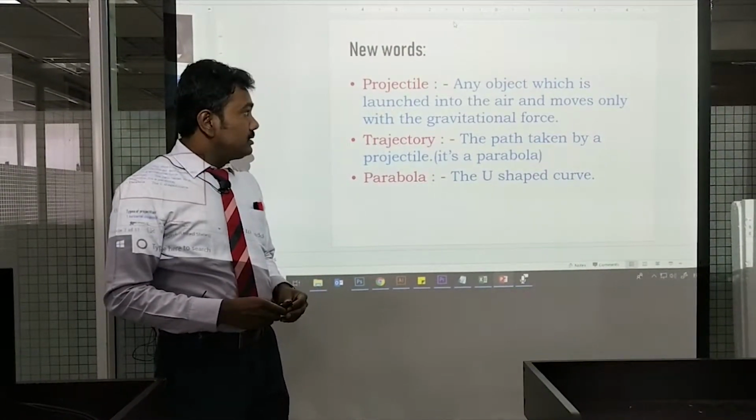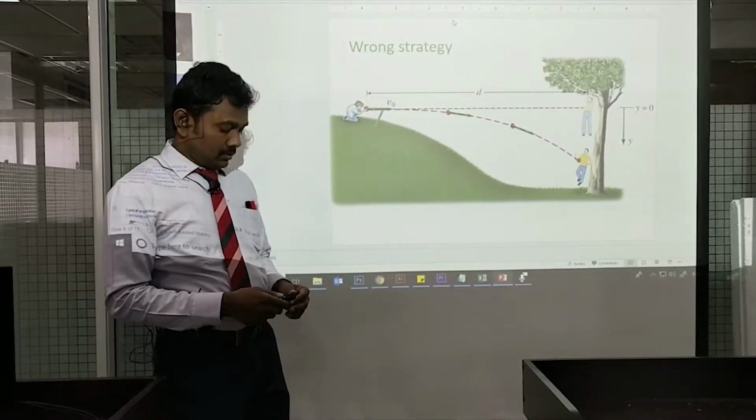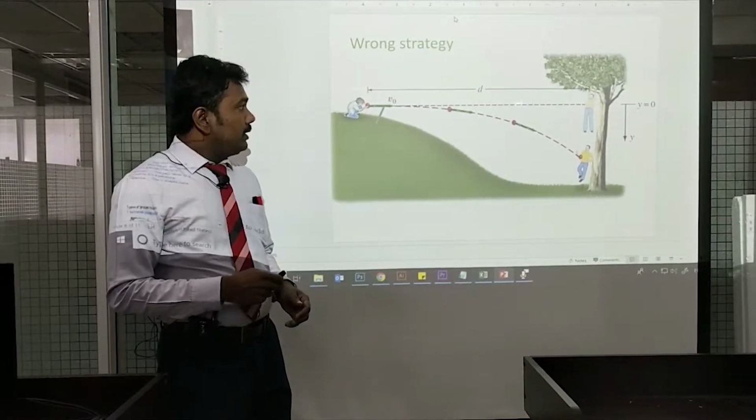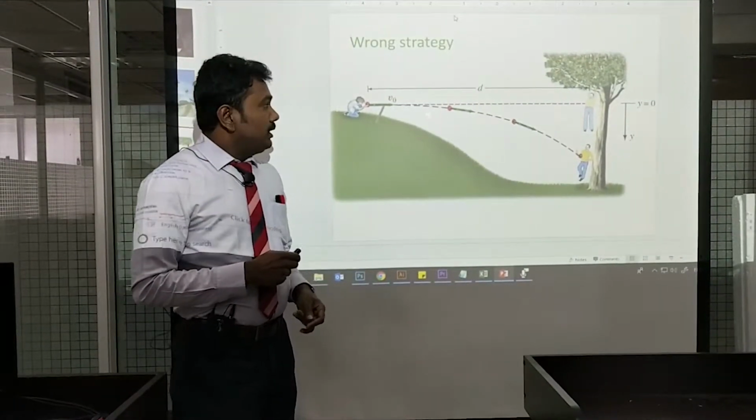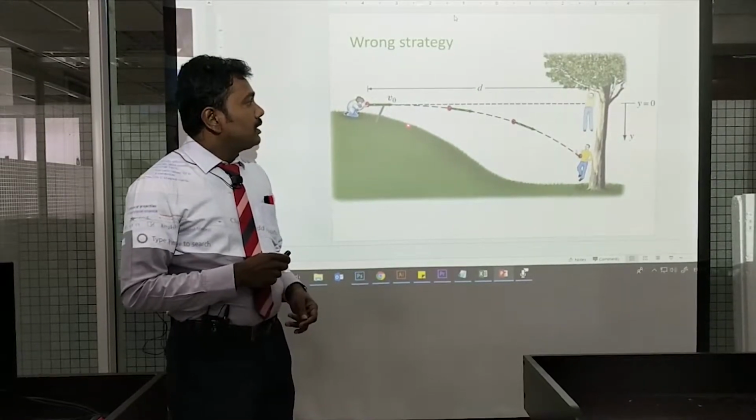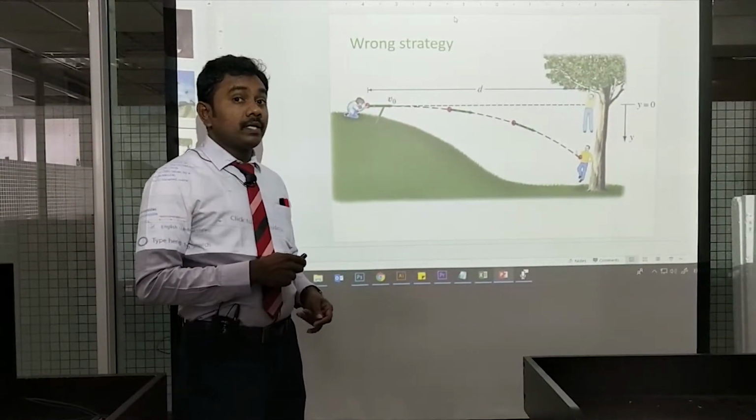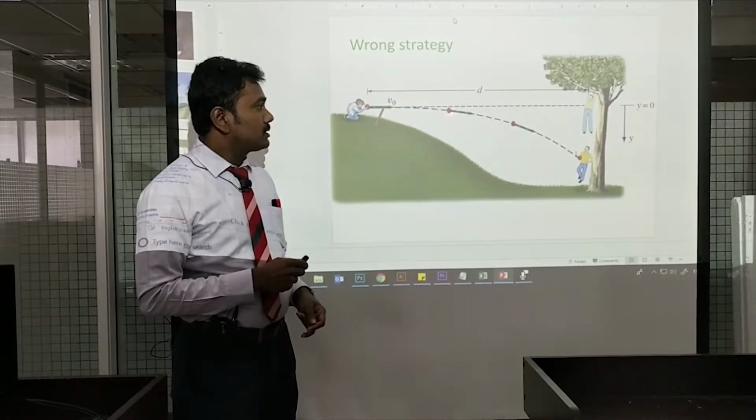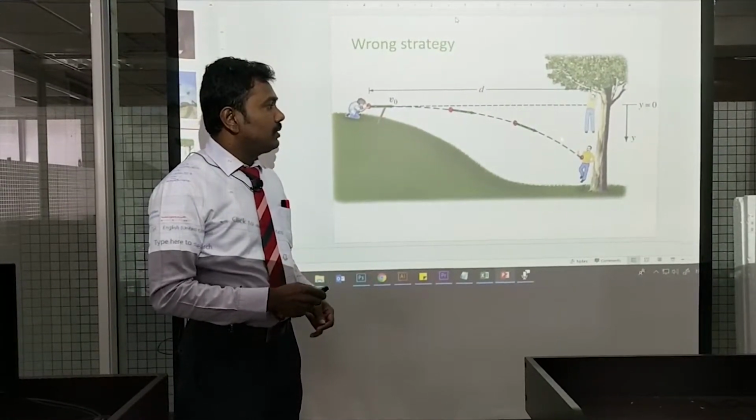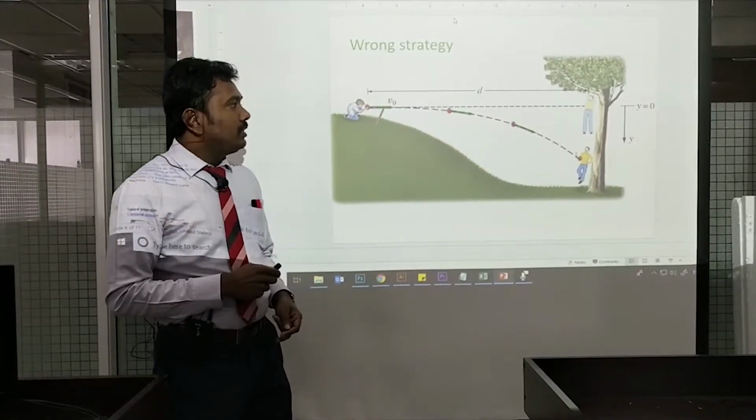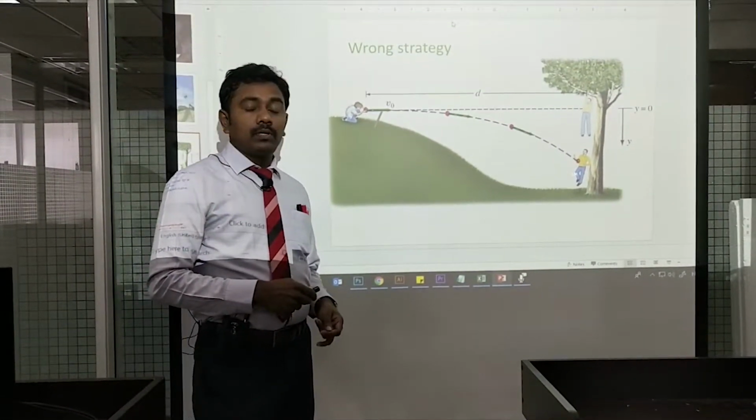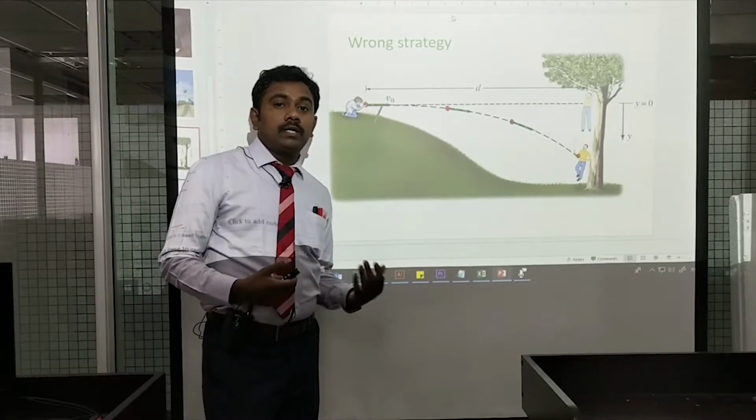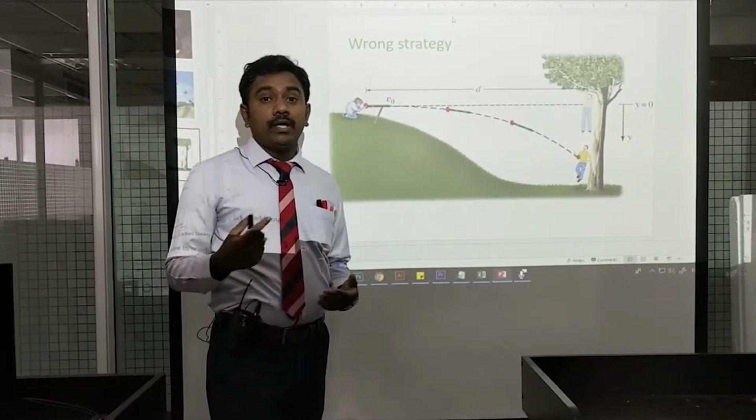Now, let us look at the vocabulary. Here the projectile is a water balloon, and remember that the path taken by the projectile is called the trajectory of the projectile, and usually these trajectories are parabolic in shape. It means the trajectory will be a U-shaped curve.